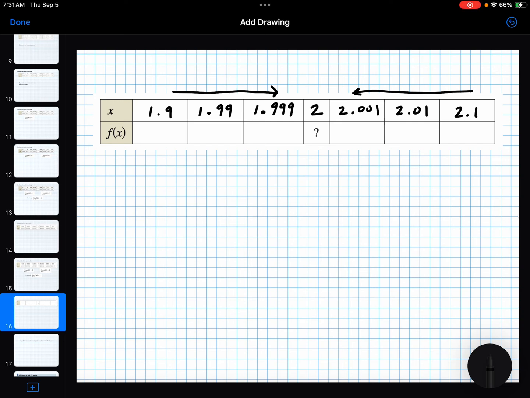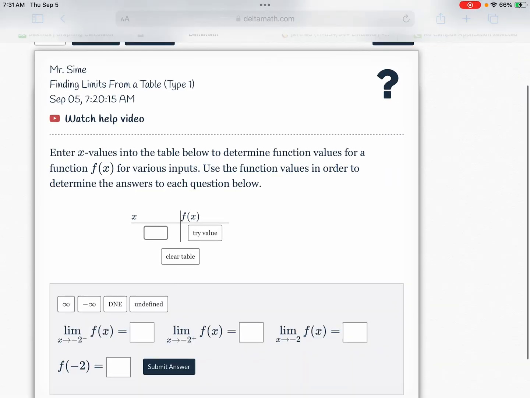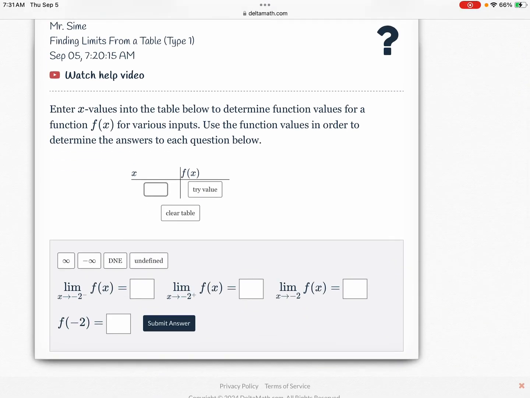So let's try one of the Delta Math ones. They orient the table vertically instead of horizontally, but I'll use the same setup here, and let's see if we can determine there's a pattern. All right, so here is a Delta Math question, similar to what you're going to be looking at for the homework assignment. Now, if you look down at the answer box, the shaded answer box at the bottom, you can see the two one-sided limits and the final limit from both sides. And then, of course, they ask a question about the actual function value. You can see you're approaching a value of -2.